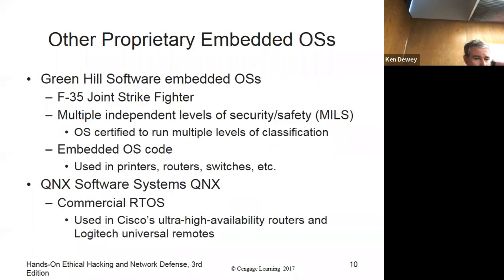So here they mentioned at the bottom Logitech universal remotes. Does anyone have one of those? I have one. I love it. I can remotely turn my TV on and off. I can change channels because my mother-in-law can't do it, so I do it remotely. But why is that a real-time operating system? Why would that need to be one? I don't know the answer to that. It's not medical, it's not really financial, it's controlling a television.